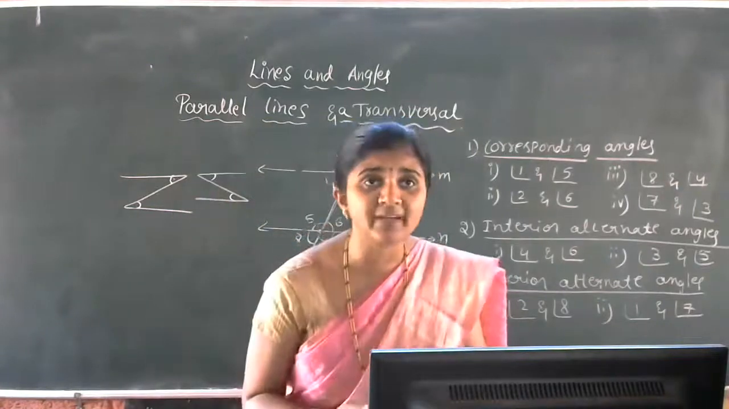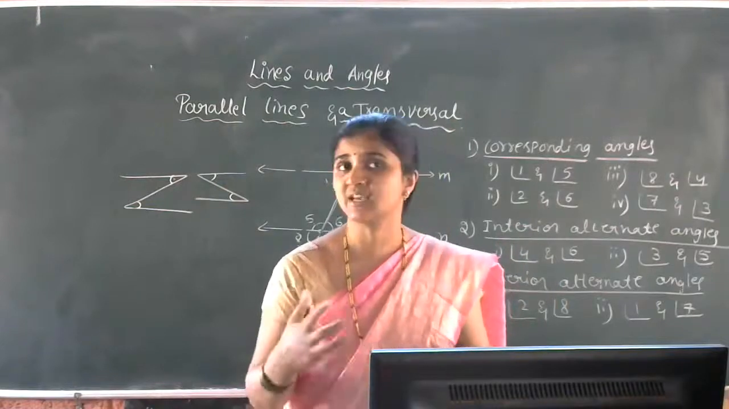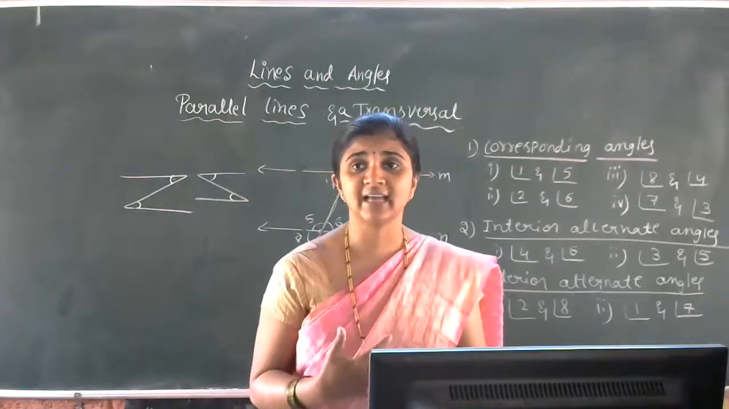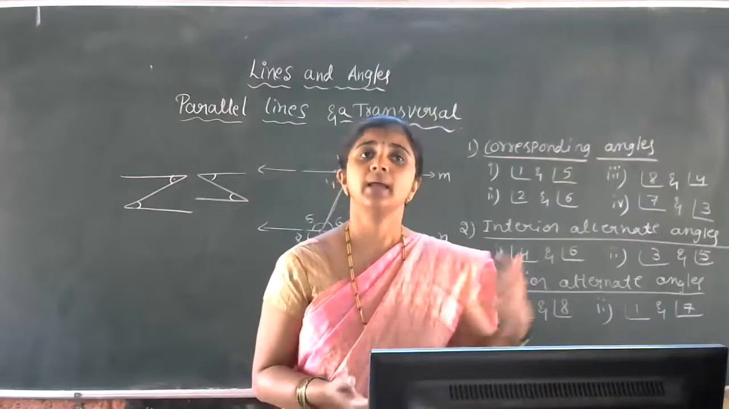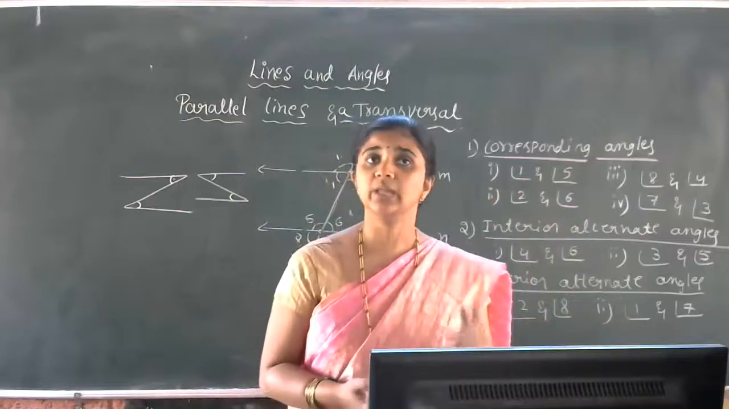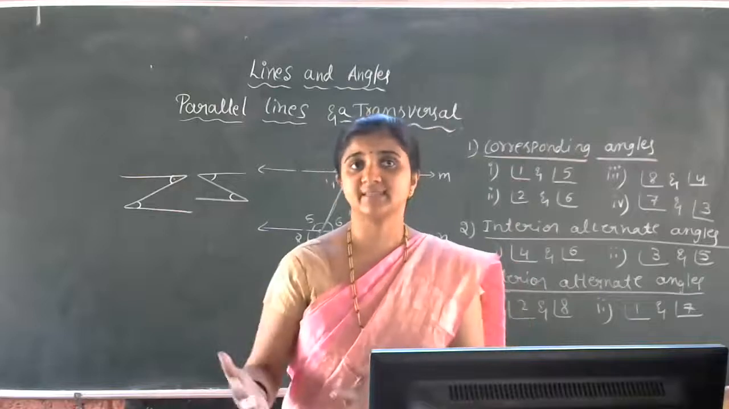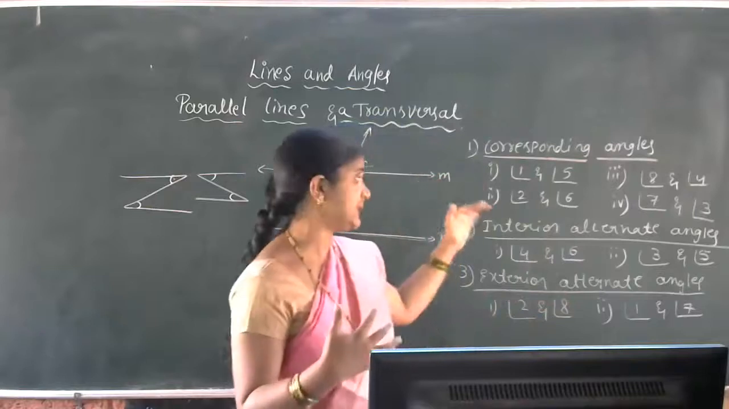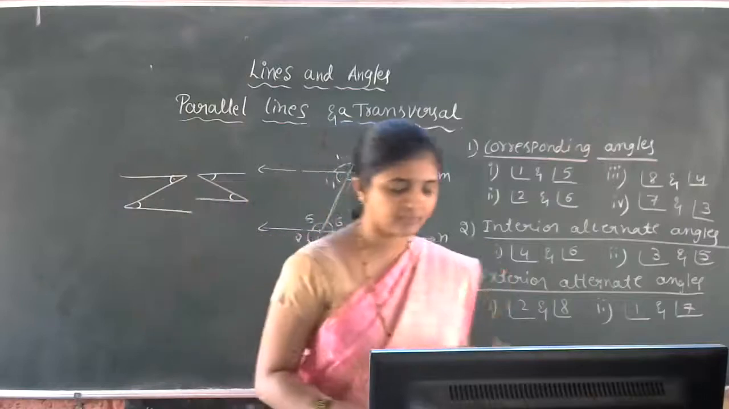Then what property? Can anyone tell me the property of exterior alternate angles? Yes, exterior alternate angles are also equal. Interior alternate angles are equal and exterior alternate angles are also equal. So just keep the properties in your mind, because in the next exercise we have to work out the problems related to corresponding angles, interior alternate angles, exterior alternate angles, and next we are discussing a different type of angles.